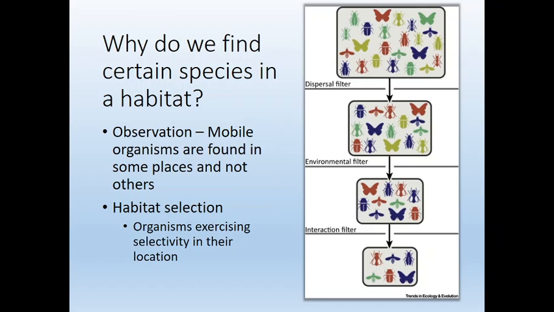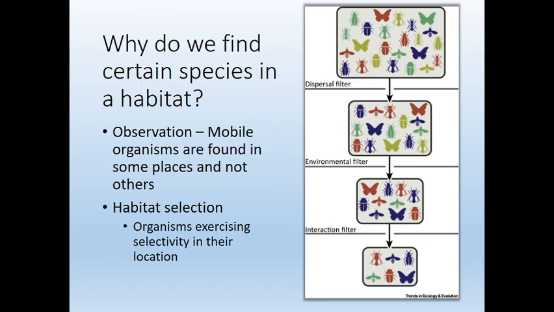So how I wanted to start this out is by asking a question. Why do we find certain species in a habitat? Okay, you go to a lake and you find a certain suite of species, a certain number of fish there. Now why do we find them there? There's a variety of different answers and ways we can go about this, but what I want to look at is the habitat selection model.